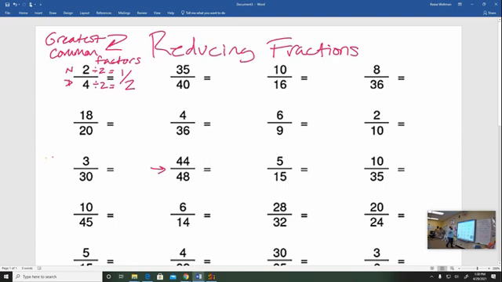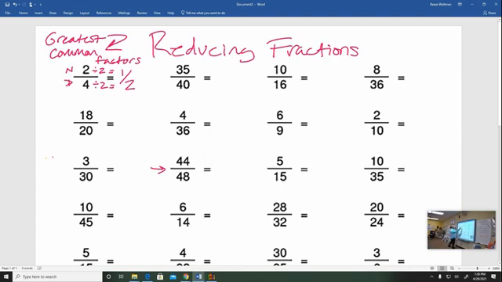Now, that brings up another really important point. I'm using division here because each one of these fractions is a bigger fraction, a fraction with a larger numerator and denominator. So I need to use division to break these down. Now, if you're more comfortable with multiplication, you can do that as well.